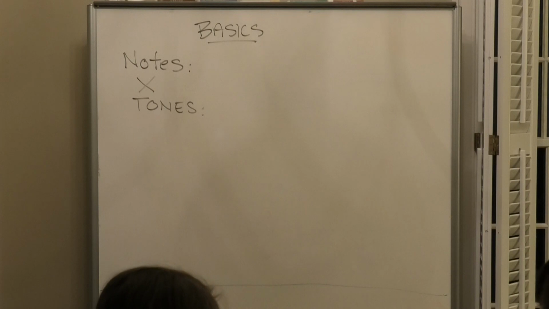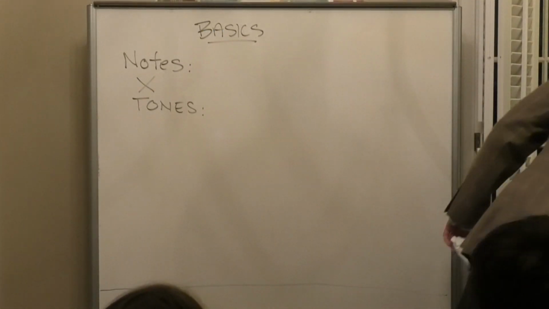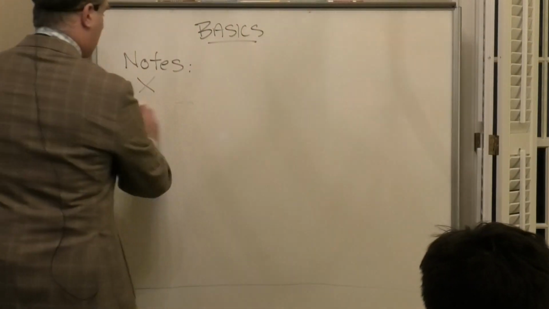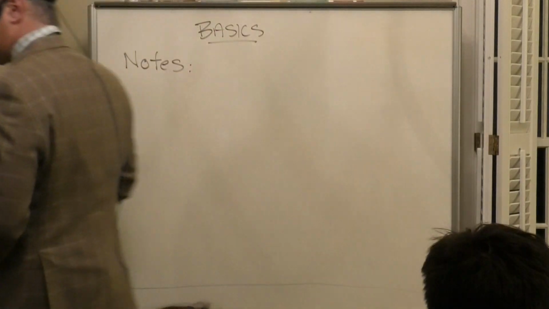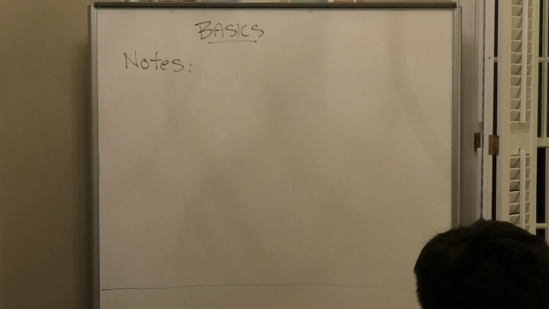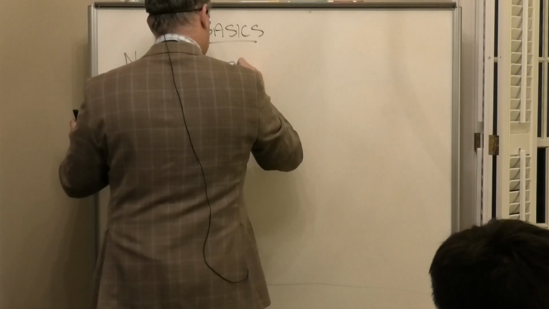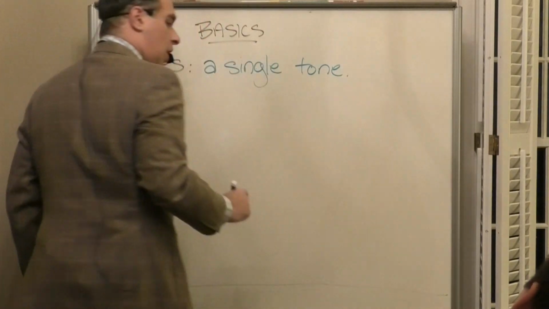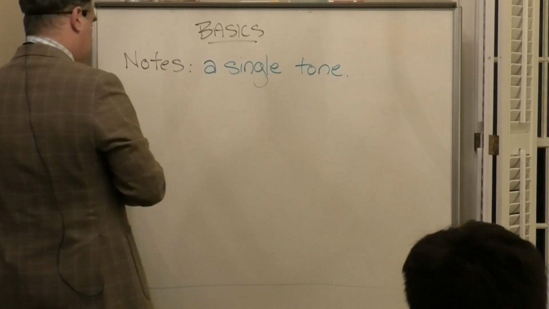All right, so write down everything that I'm putting on the board here. A note is a single tone, just one tone. You're not playing two at a time like this. You're just playing one note. So the definition of a note is a single tone on an instrument, or you can sing it. Okay, that's a note.